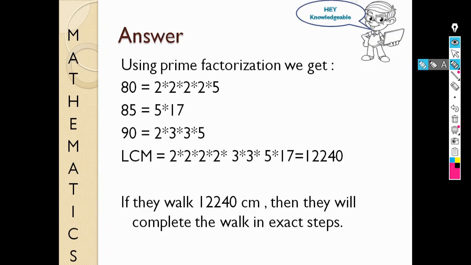Again, we'll try to find the LCM using the prime factorization method. The prime factorization of 80 is 2 into 2 into 2 into 2 into 5. For 85, it is 5 into 17. For 90, it is 2 into 3 into 3 into 5. So the LCM would be 12,240. So if they walk 12,240 centimeters, then they will complete the walk in exact steps. This is the first or the least multiple where all the steps would converge. Hence, 12,240 centimeters is the answer.